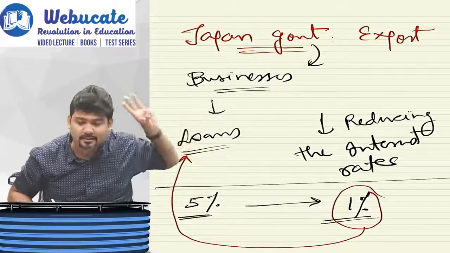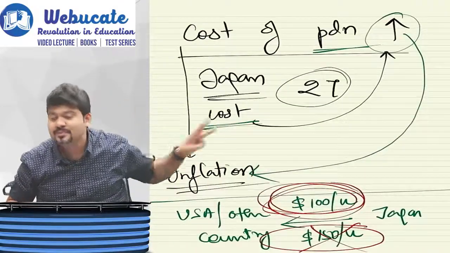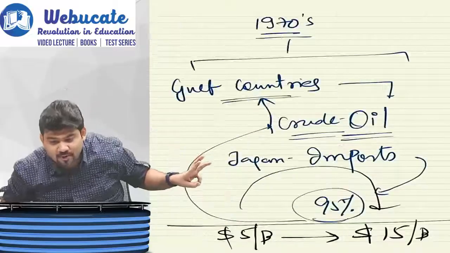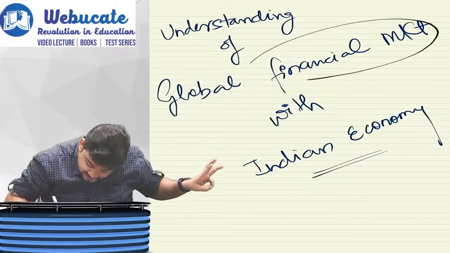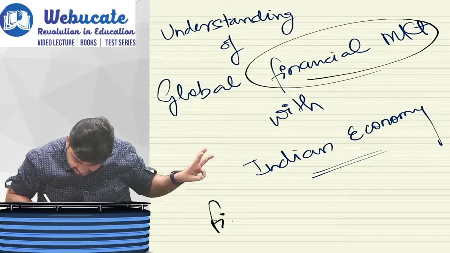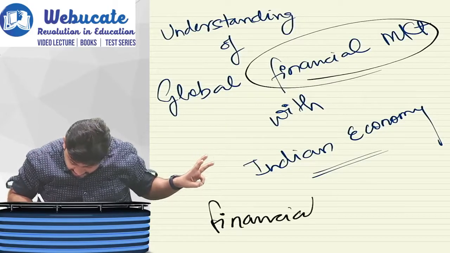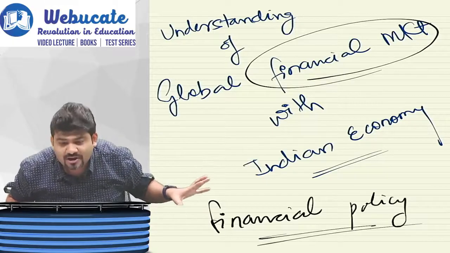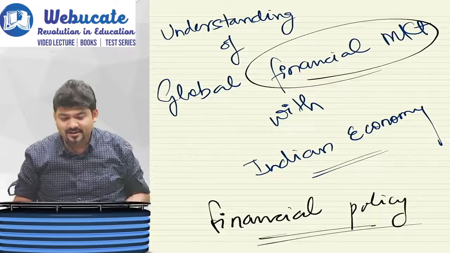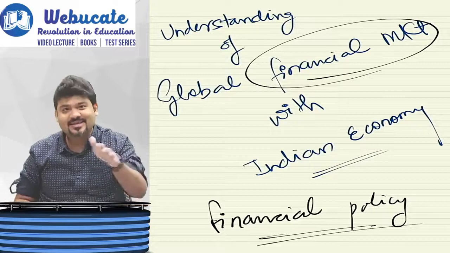But one big issue of not managing your financial policy properly has resulted in the Japanese economy going a step backward for approximately 3 big decades. Would you believe it? Do you realize the importance of framing a proper financial policy? Yes or no? Everybody yes. And this is where, who was the finance minister then?